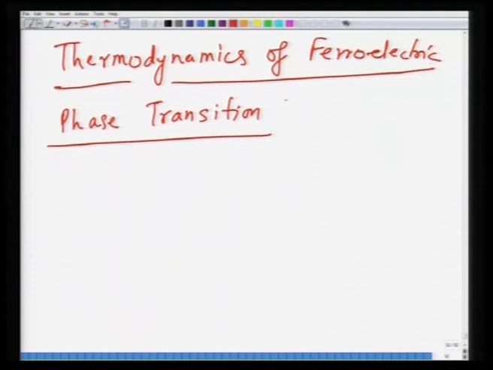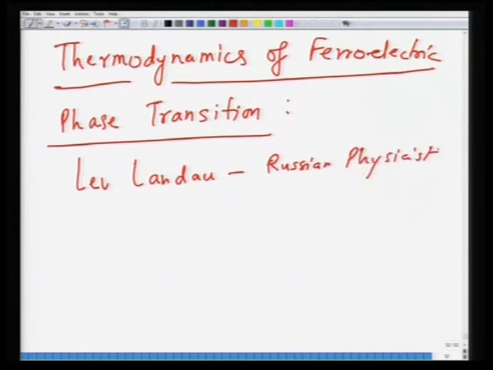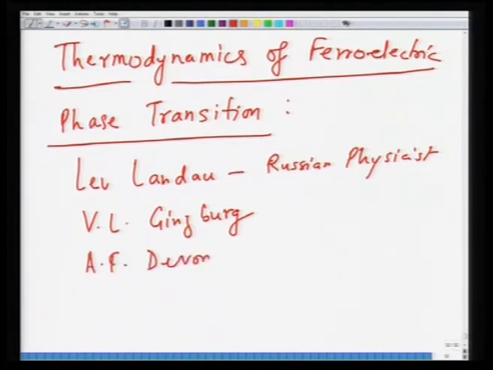Now, this is a very important topic, and this theory was developed by people like Lev Landau, who was a Russian physicist, or in those periods a Soviet physicist, and then Victor Ginzburg, with contributions from Devonshire, who was a British physicist.